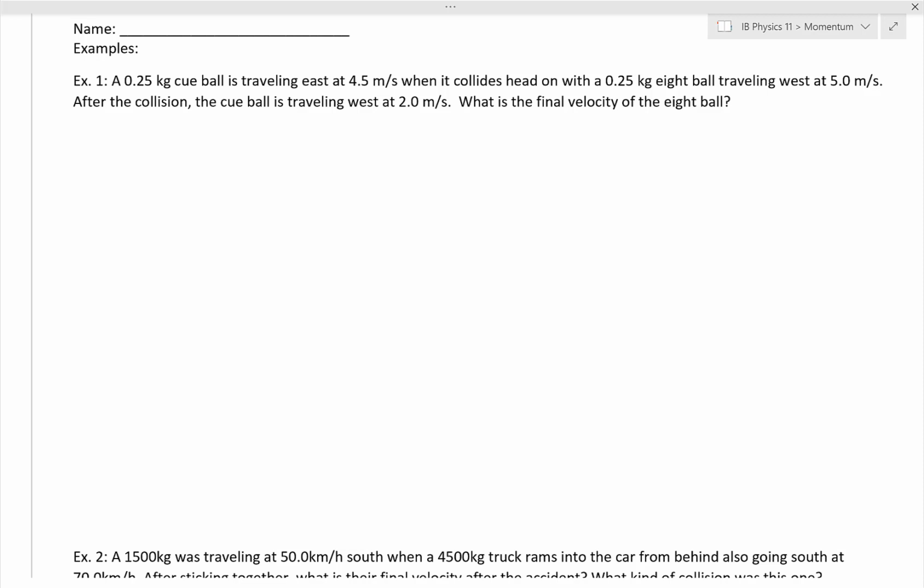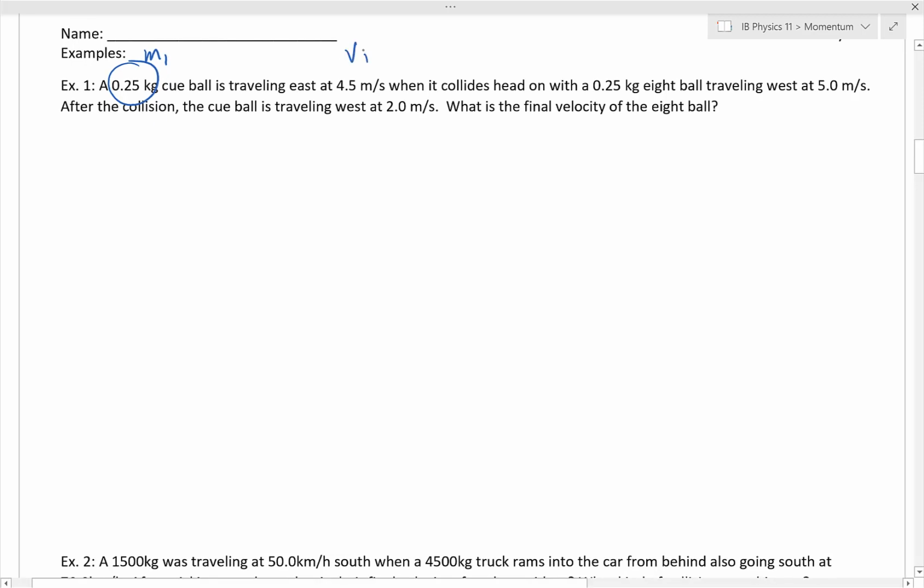A 0.25 kilogram cue ball, I'll label this mass 1, is traveling east at 4.5 meters per second. So I'm going to write that's the velocity of our number 1 mass when it collides head on with a 0.25 kilogram 8 ball. Okay, so that's technically the same mass. I'll call it mass 2, traveling west at 5 meters per second, second velocity there. After the collision, the cue ball, that's mass 1, is traveling west at 2 meters per second, so that's V.